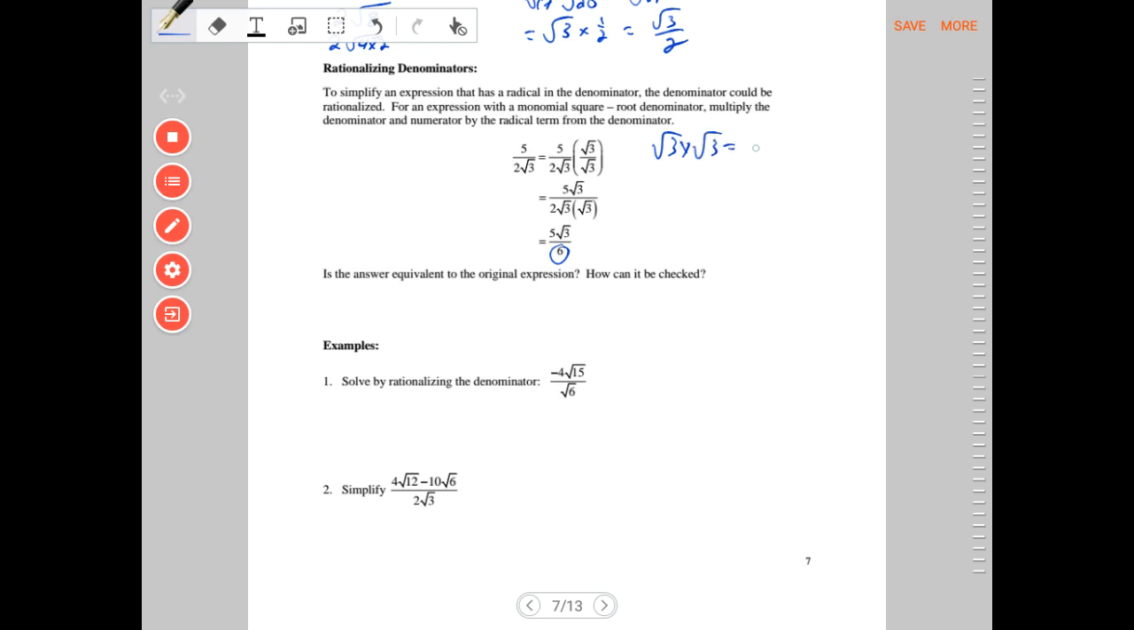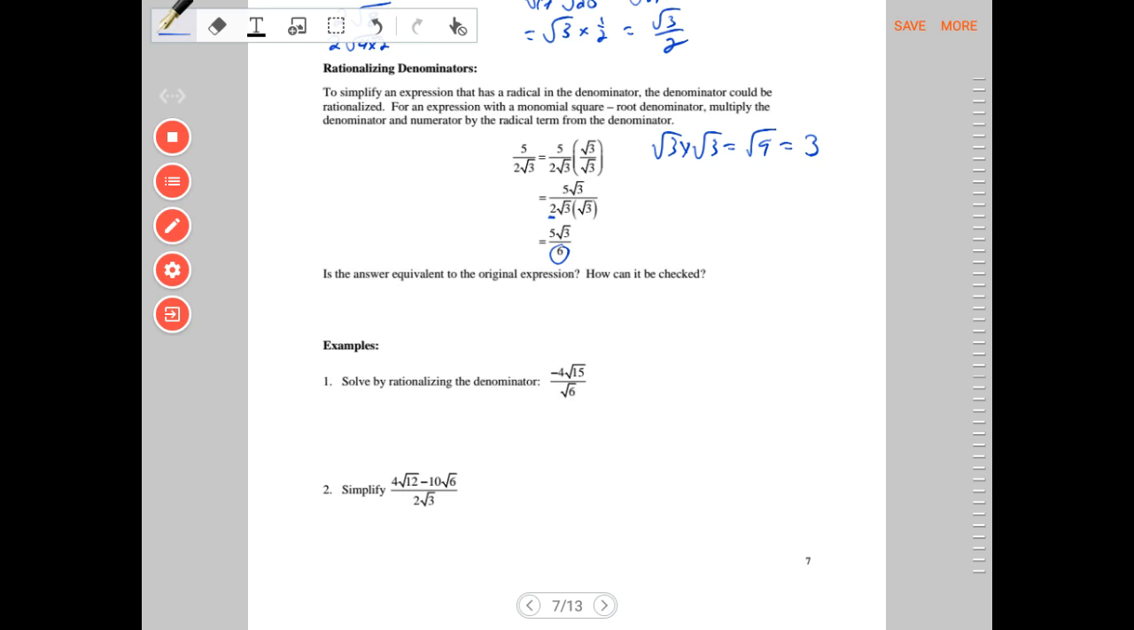Okay, so root 3 times root 3 is root 9, which simplifies to just 3. So 3 times the 2 that was already here makes 6. And now notice that there is no radical in the bottom. This has been rationalized. Is the answer equivalent to the original expression? How can it be checked?